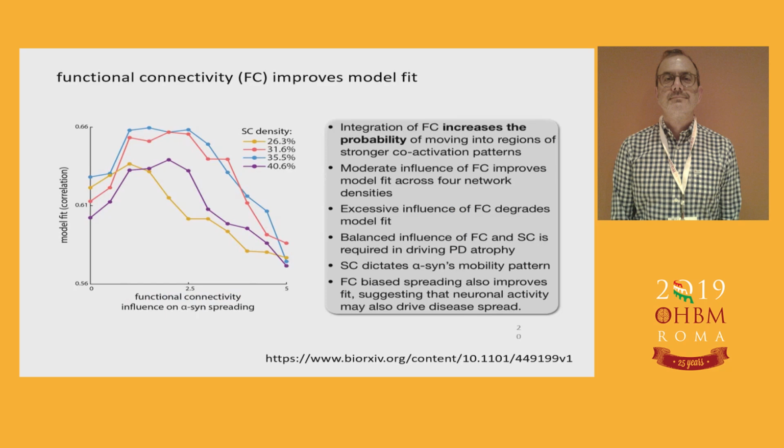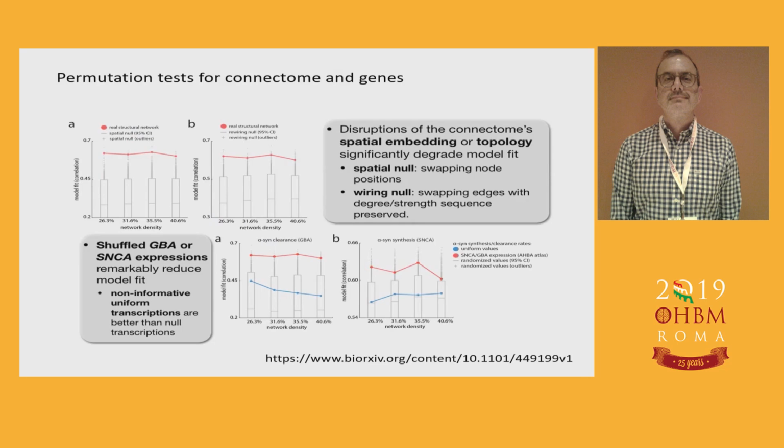Here we also show that functional connectivity improves the model fit, supporting the idea that synuclein secretion is activity dependent. We did permutation tests of both connectivity and gene expression to demonstrate that our model fit the data better than by chance. So these are null models of both gene expression and connectivity. And this supports the idea that the pattern emerges from two things, the connectome and the gene expression, which is a measure of cell vulnerability. In other words, the pattern is determined both by connectivity and local cell vulnerability.